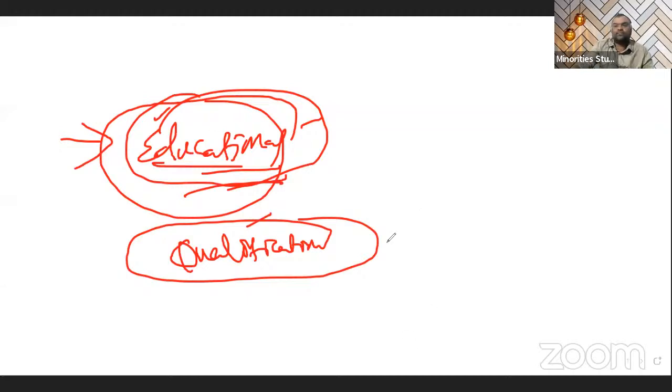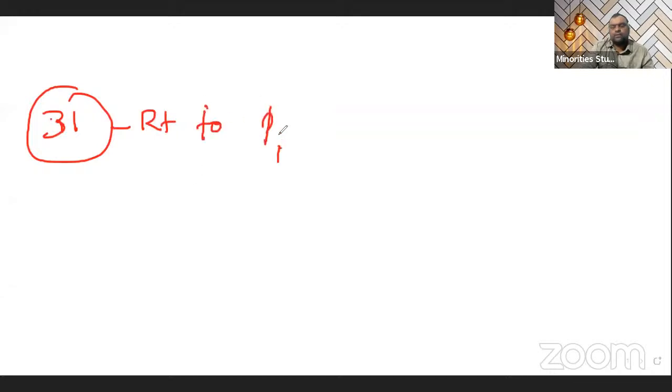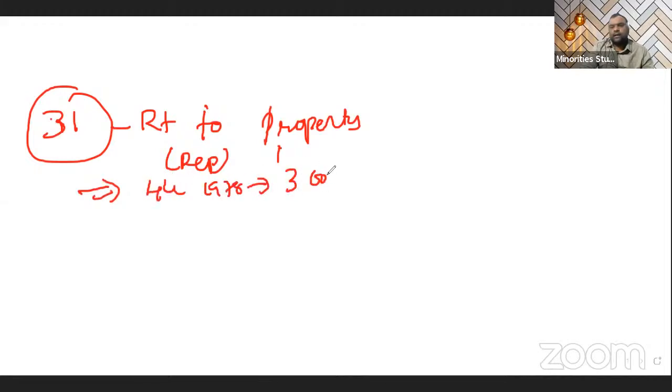Okay, right. Let us move on. Somebody asked me the question, sir, what is Article 31? I told you Article 31 is the right to property, which was repealed. Which amendment? The 44th Amendment, 1978. And moved to which article? 300A, and made it a legal right.